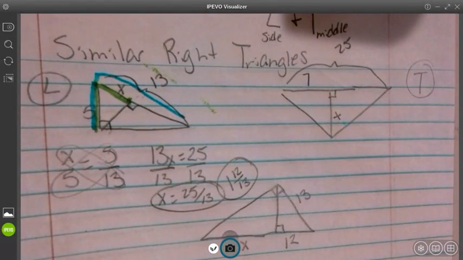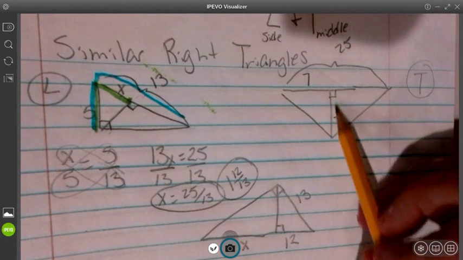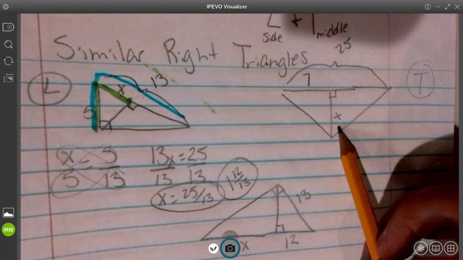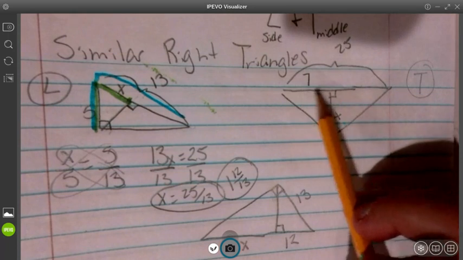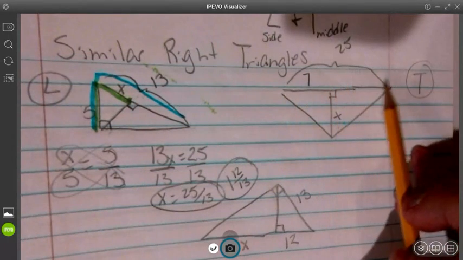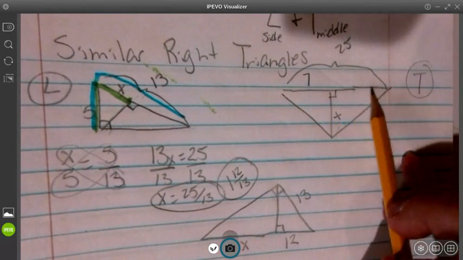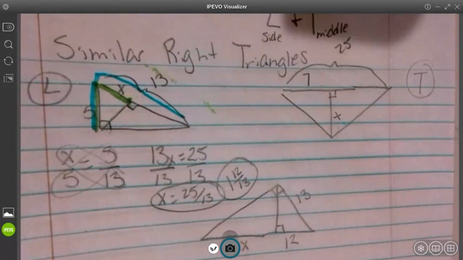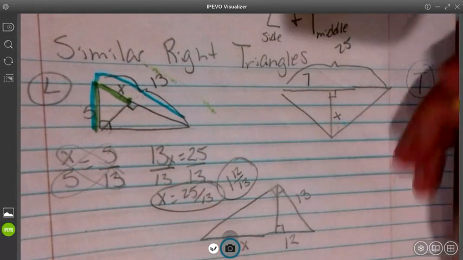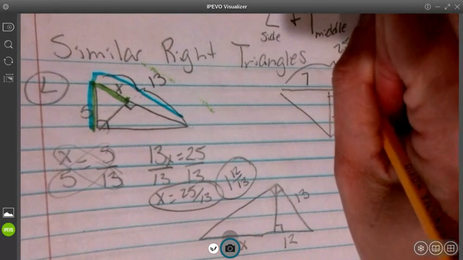All right, now let's look at this second one. We do have this altitude here. That X is what we're going to be looking for. However, we know this little piece is 7, and we know the whole thing is 25, and I'm pretty sure I'm going to need that little piece there. So let's take our 25 and let's subtract our 7, and that's going to give us an 18.